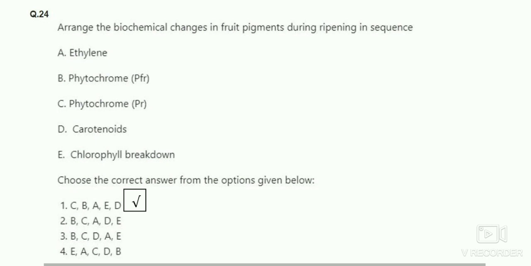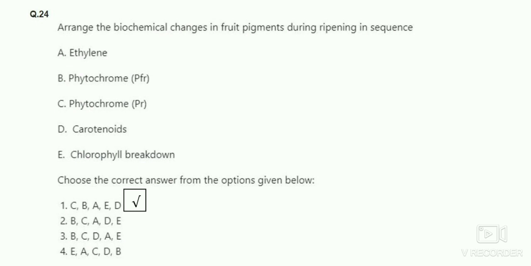Arrange the biochemical changes in the fruit pigment during ripening in sequence. Friends, this is a very important question. You just read it once. There are different changes in fruit pigments during ripening, so there is a sequence. First, phytochrome PR, then phytochrome PFR, then ethylene, then chlorophyll breakdown, and then carotenoid. It means how these biochemical changes occur in fruits during ripening. If your concept is clear, then you can do this question very easily.